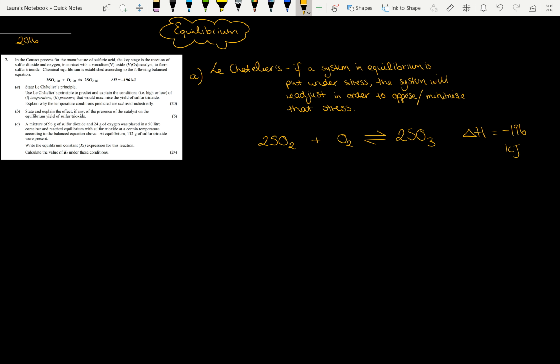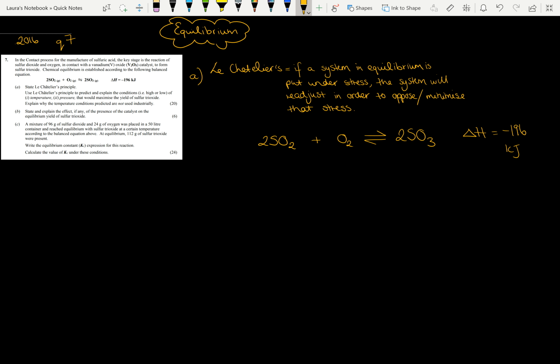So let's have a look at the 2016 equilibrium question. It came up in question 7, another long question worth 50 marks. So we start off with state Le Chatelier's principle. I have it written out already. We should know this by now.